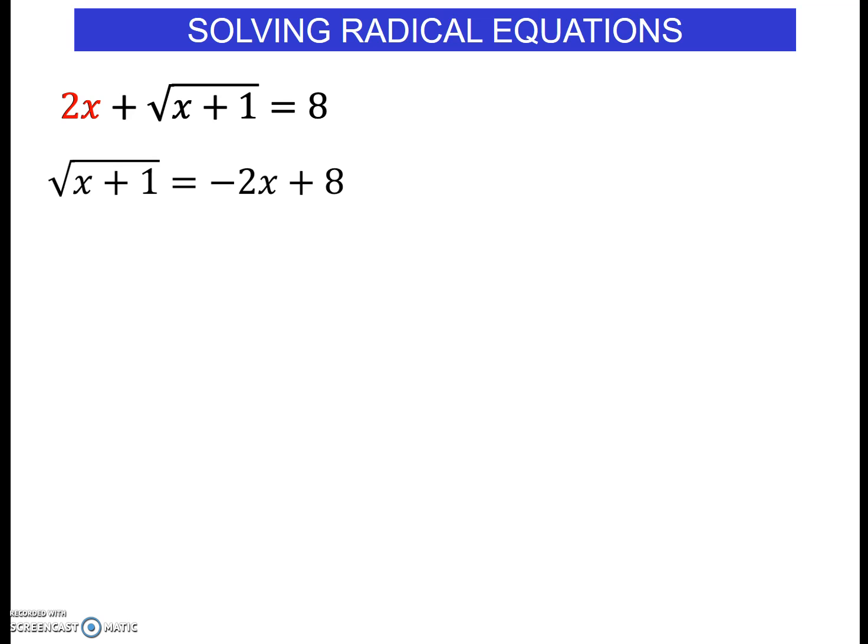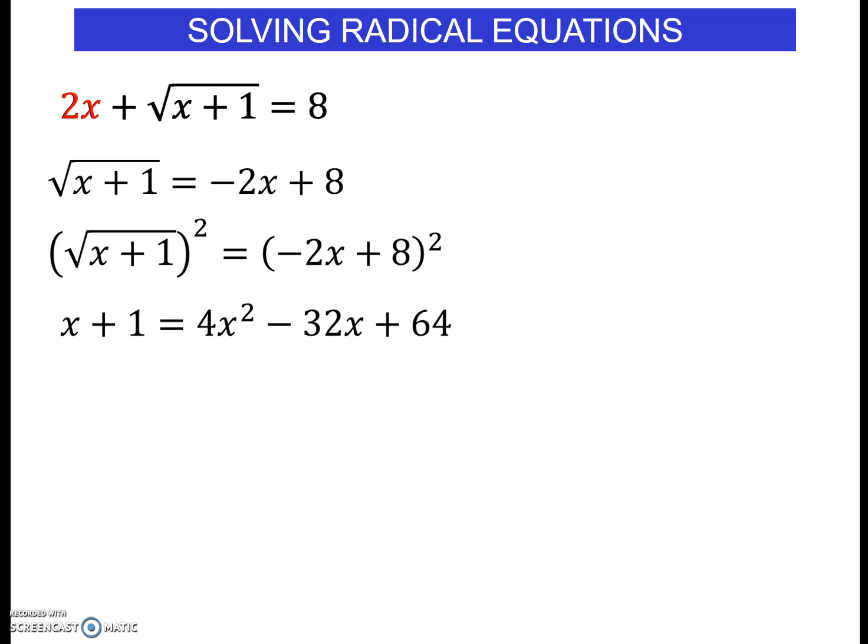So the opposite of square rooting something is to square it, so I'm going to square both sides. On the left-hand side, the square root and square cancel out. I'm left with x plus 1. But on the right, you're going to have to FOIL it out. And so when you FOIL, you end up with 4x squared minus 32x when you do outside inside, and then 8 times 8 is 64.